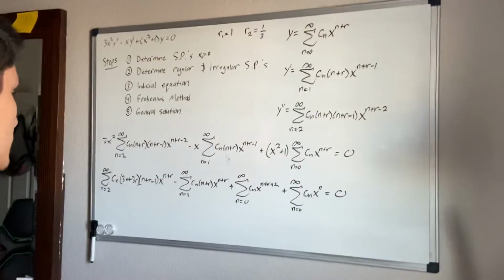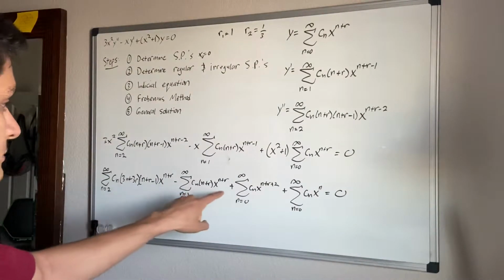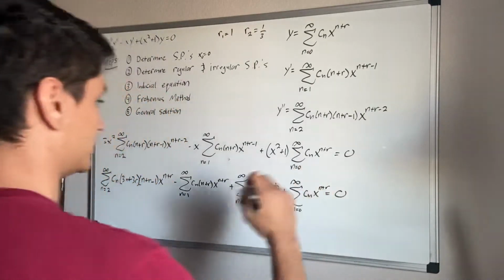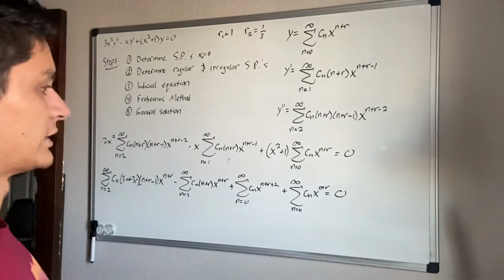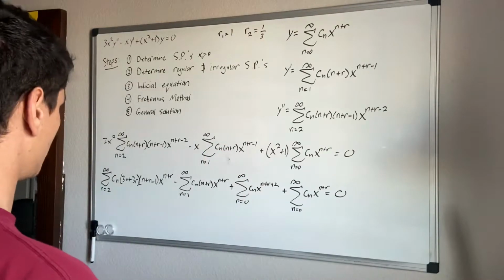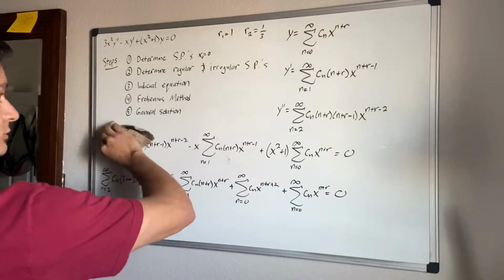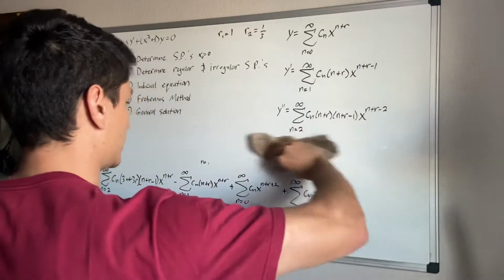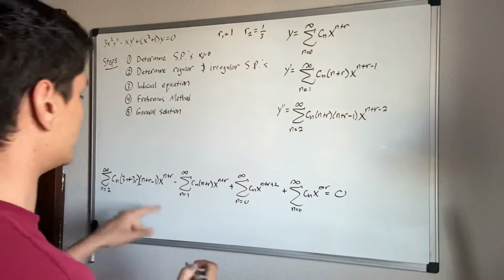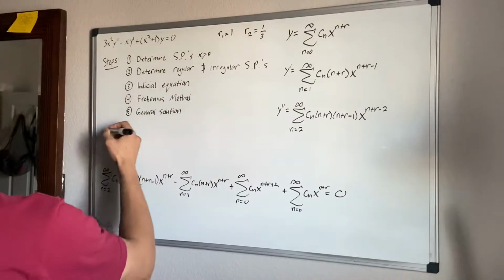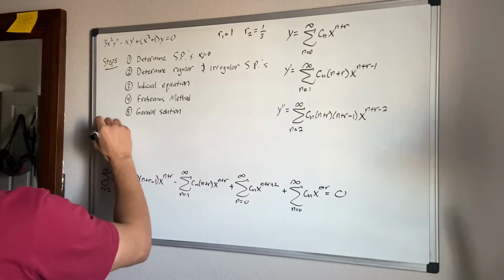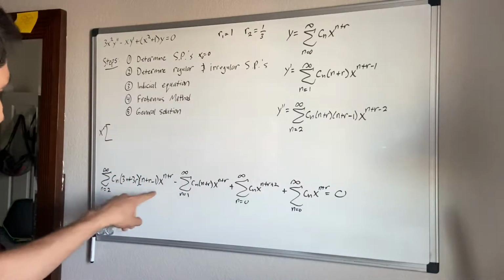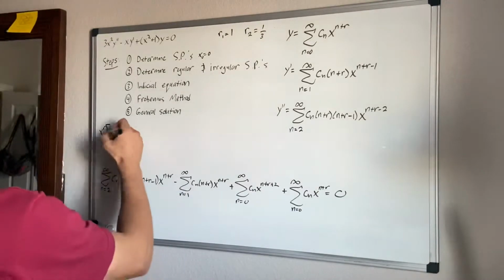Now at this point, we can factor out the x to the r from all of these terms, because that's just the step that we're going to continue on doing. We're going to factor out x to the r from all of these terms, and then we're going to be left with the power series that we can simply change the indices and solve for k.